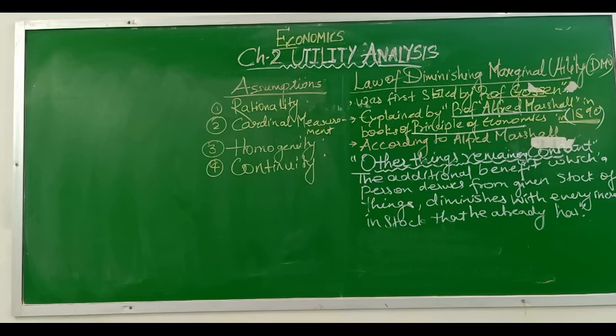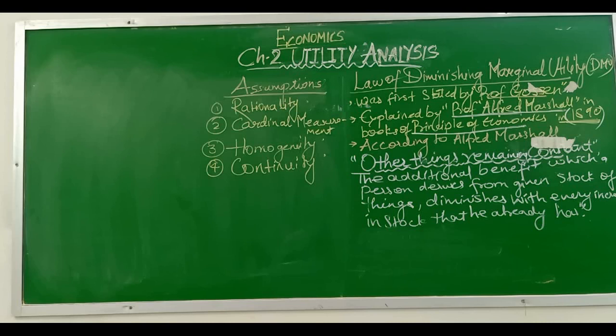Then continuity. The units of a commodity are consumed in quick succession, one after another. MU will not diminish if there is a time interval. So these are the 4 assumptions of the law of diminishing marginal utility.